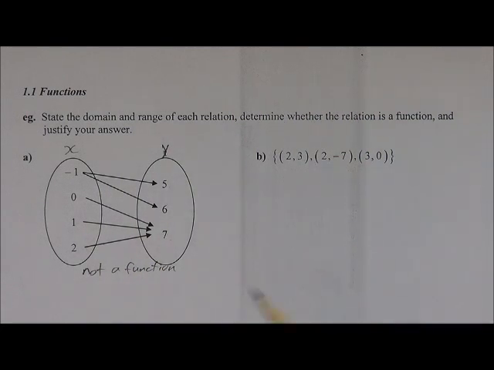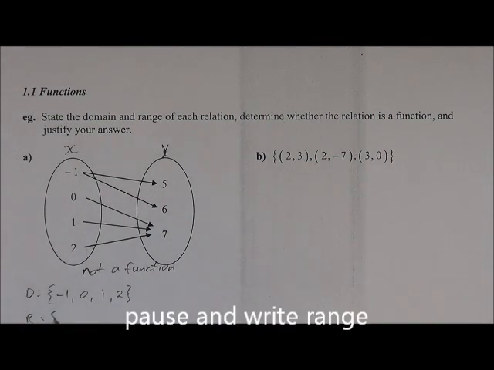But we'll still take a look at the domain and range. So the domain here, please fill this in. Basically all the values in the x oval. So we've got -1, 0, 1, and 2. And the range are just these values for y.